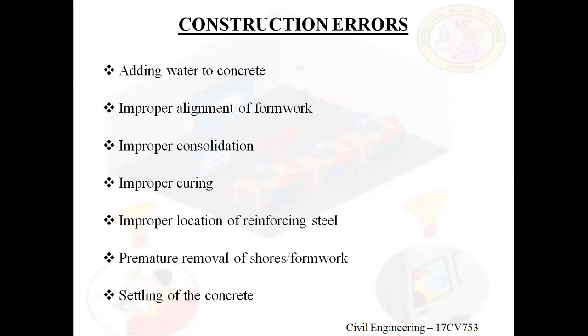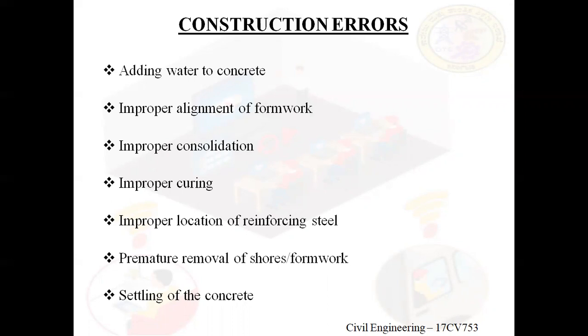So adding water to the concrete, we know that if we add excess water to the concrete, the permeability increases automatically, and the strength of the concrete will also reduce. Okay, that is one construction error we have to avoid. Next, improper alignment of formwork. According to the structural shuttering drawing, we have to put the formworks. Otherwise, if we do improper alignment, there will be variation in, for example, structural elements, which affects the serviceability.